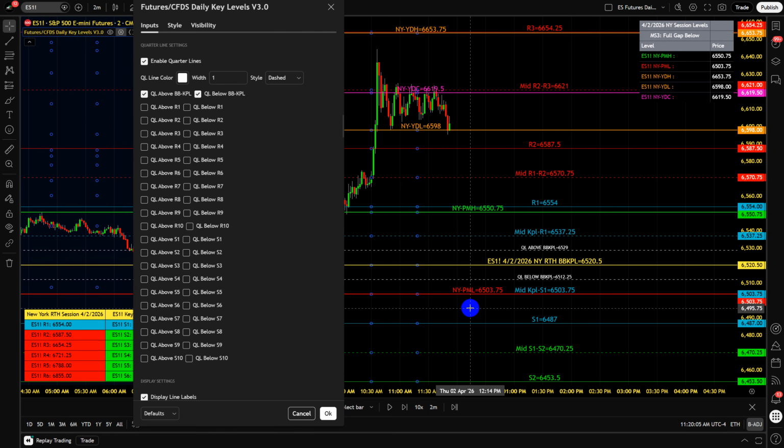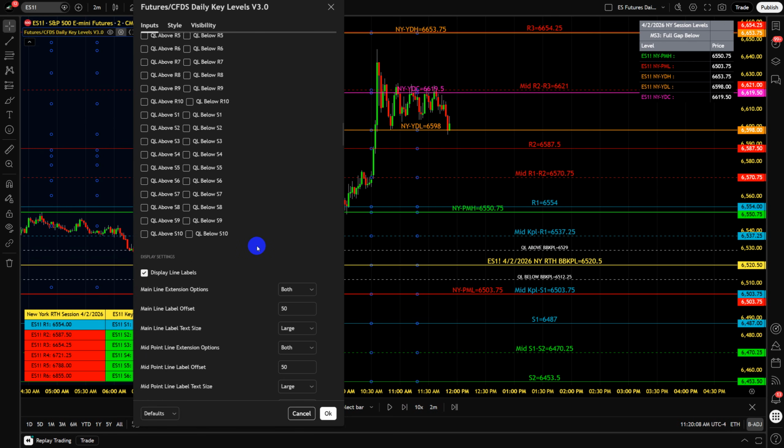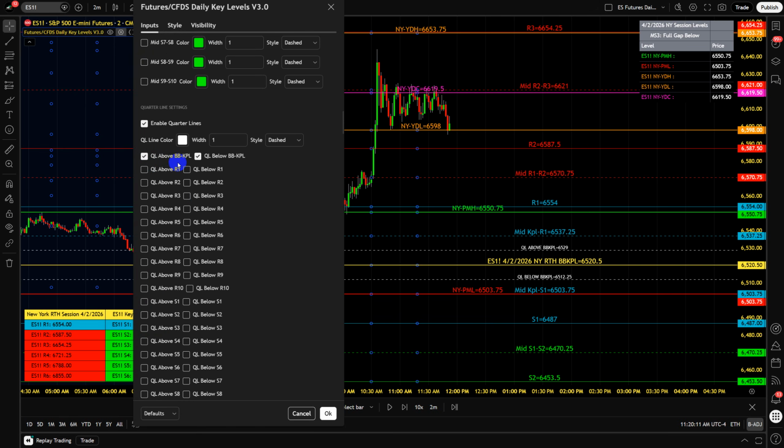these contextual levels. The reason why the QL above and the QL below are only turned on by default is that typically at the beginning of most sessions, this is going to be the level that's primarily in play at the beginning of the session, the BBKPL level. And so if you're going to be using a tight stop loss on either a bullish trade or a bearish trade, then those are turned on. If you prefer to use them on other levels later on in the session, then again, you just turn them on here in the user control panel.